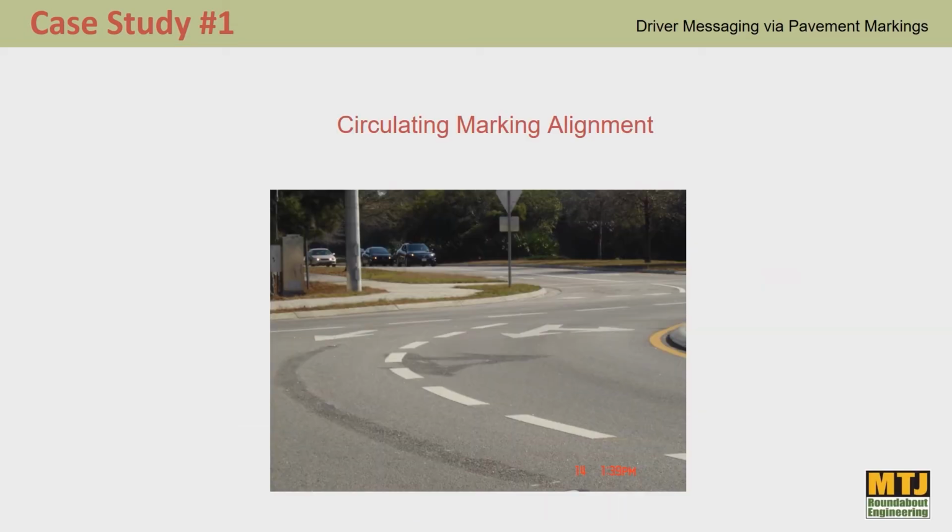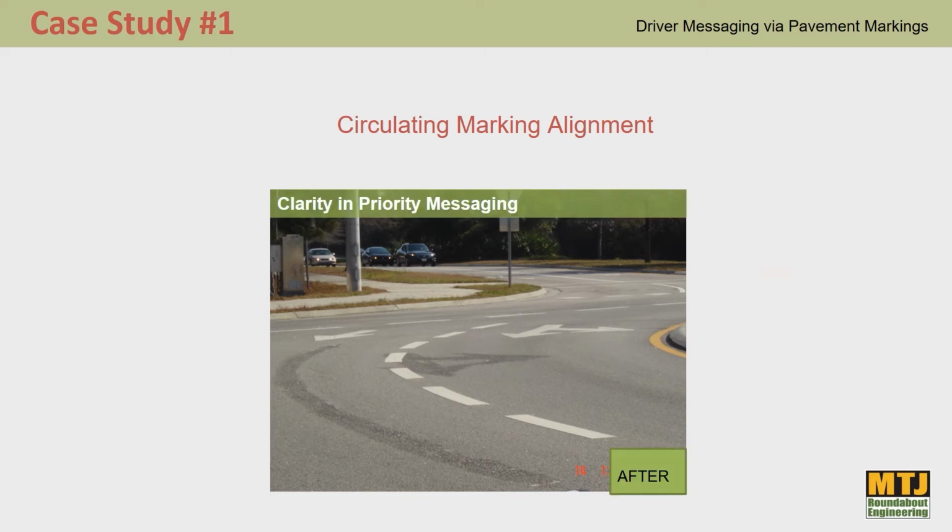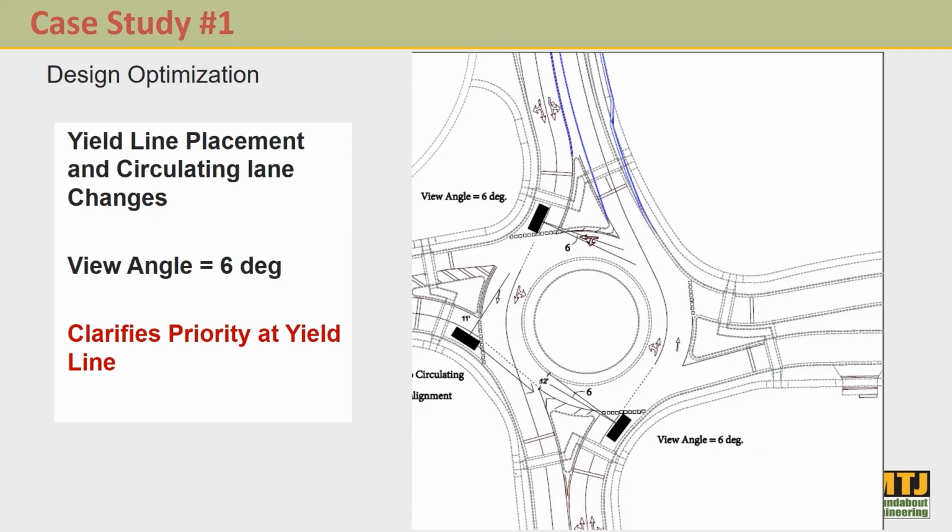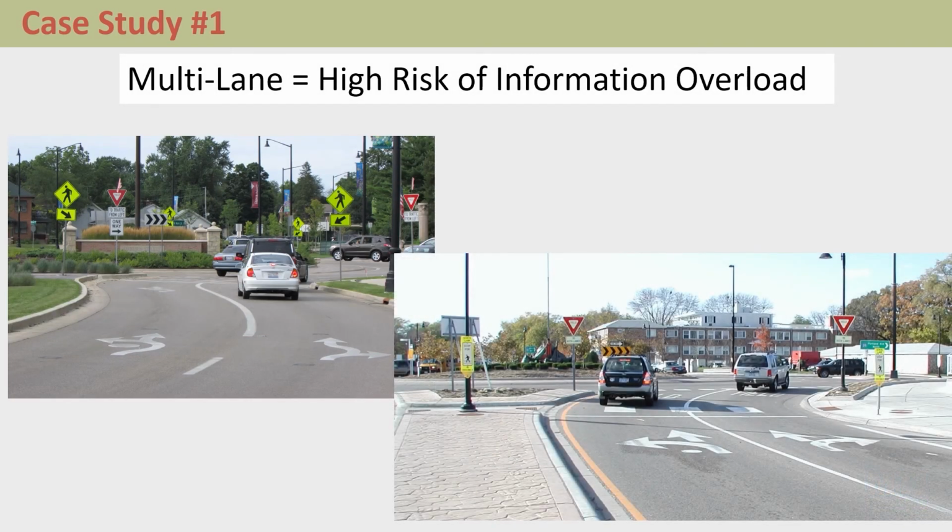So one thing that we can do, and we are going to propose it in this project, is take that inside lane on the circulatory roadway and make it 10 to 12 feet. Then the outside lane becomes much wider. It improves a lot of things. Just so we're not changing any curbs with this project, all we're doing is modifying the circulatory lane line placement and the yield line placement slightly, and we're able to affect the view angle pretty substantially.